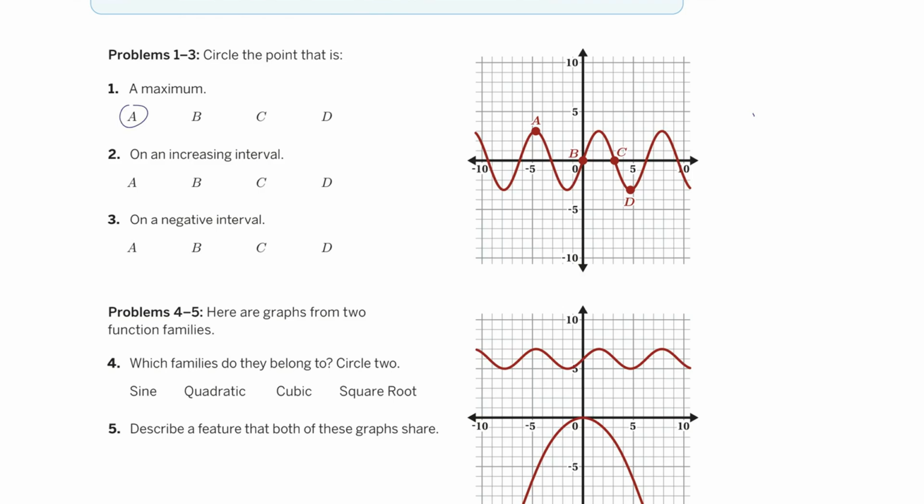For number 2, it says a point that is on an increasing interval. So increasing means from left to right, we are going up. So as we look at that, we should see that B here is at an increasing interval.